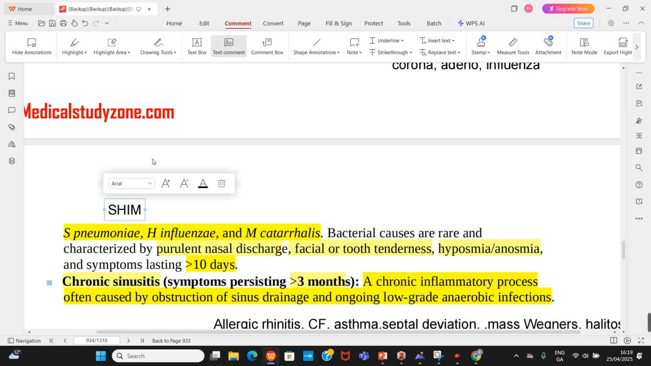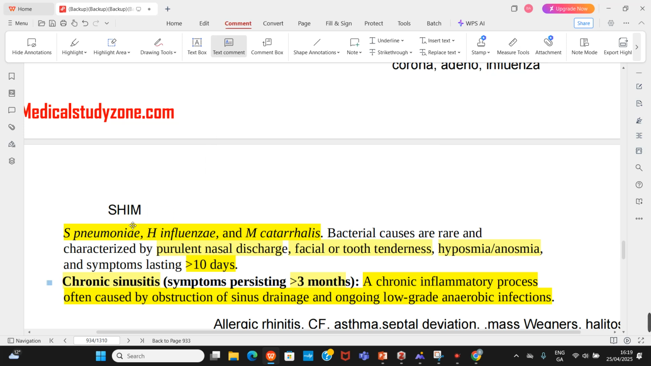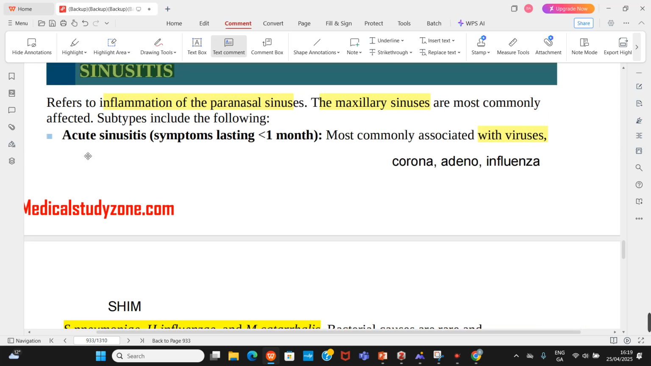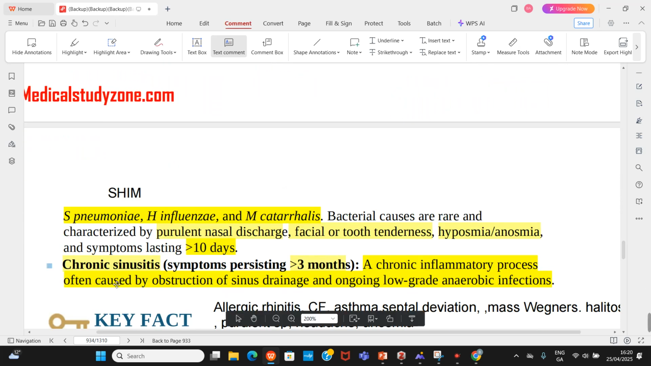SHiM is also the cause of acute otitis media: Strep pneumo, H. influenzae, Moraxella catarrhalis. So acute sinusitis is just sinusitis lasting less than 1 month. Once it's more than 3 months, it is chronic sinusitis. If it's in between, you can call it subacute sinusitis.